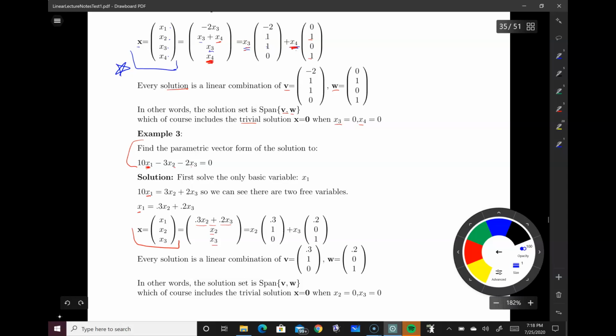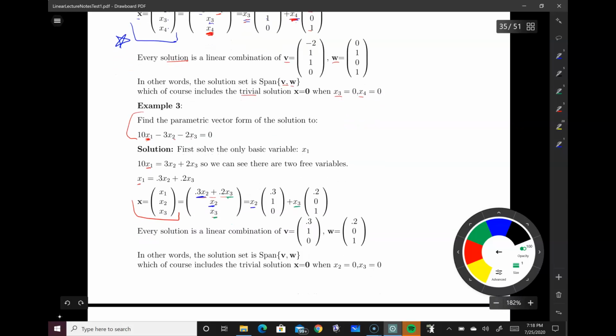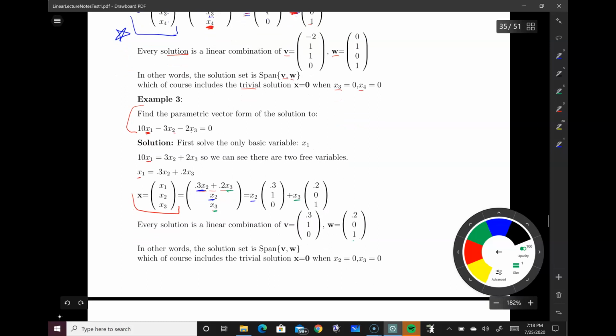Then break it up. Which ones have x2 in them? That's the vector that's multiplied by x2. And then break up the vectors that have x3 in them. So these two here. This solution set is the span of v and w, these two vectors.